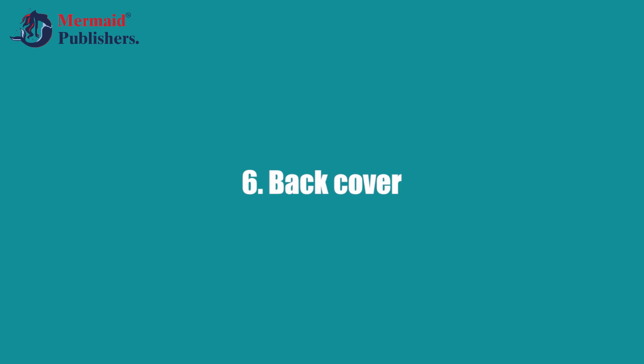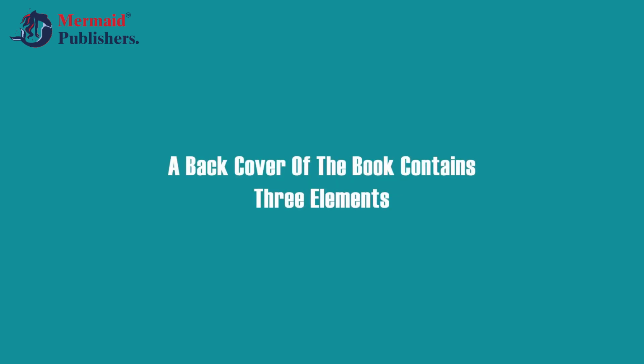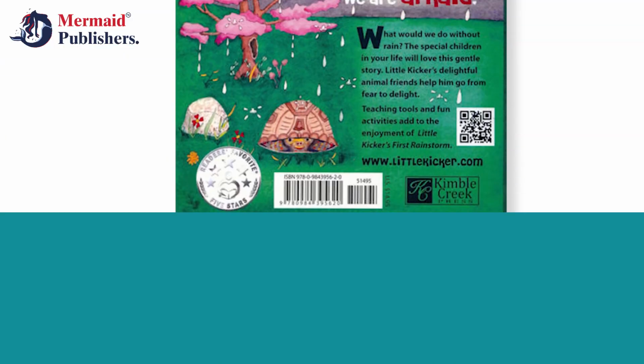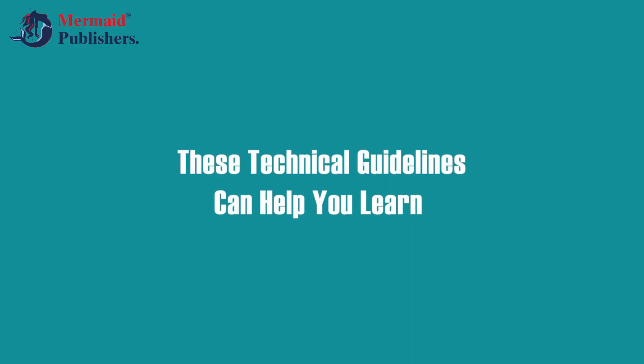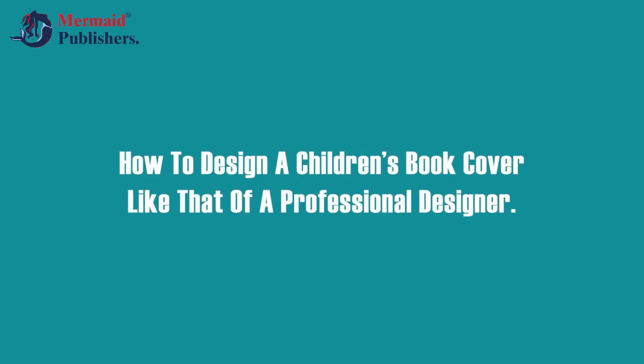Number 6. Back cover. A back cover of the book contains 3 elements: about the book, ISBN and publisher's stamp. These technical guidelines can help you learn how to design a children's book cover like that of a professional designer.